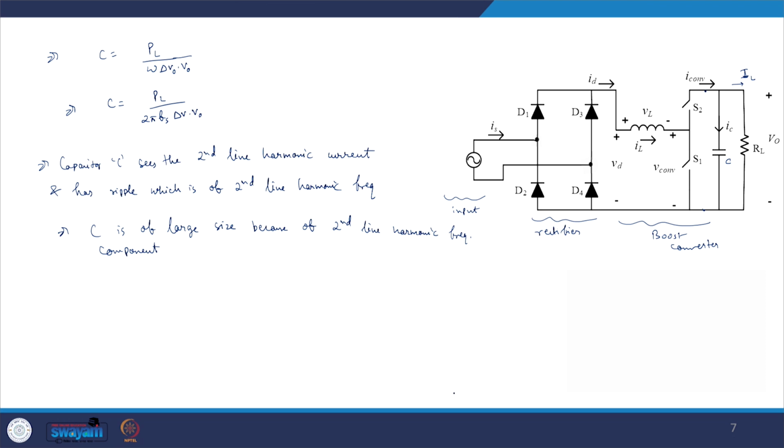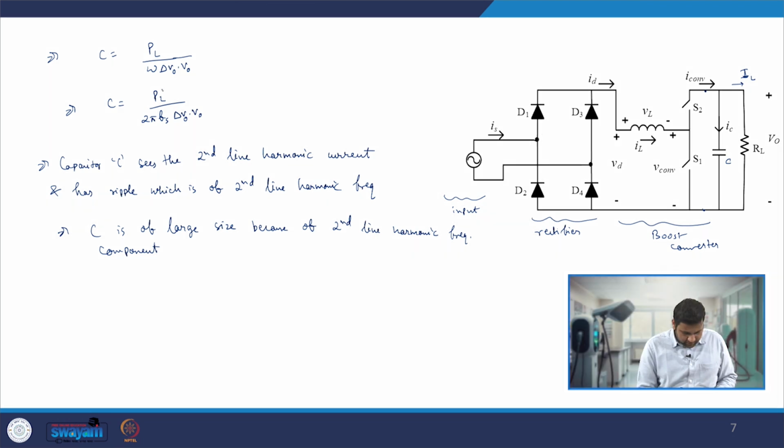So we need to size our capacitor in such a manner that it is able to keep the ripple having the second line harmonic component within the permissible limit. If we see this expression of capacitance, PL is the specification generally given, and V naught is again a parameter which we derive from the specification. So you can say it is a specification.